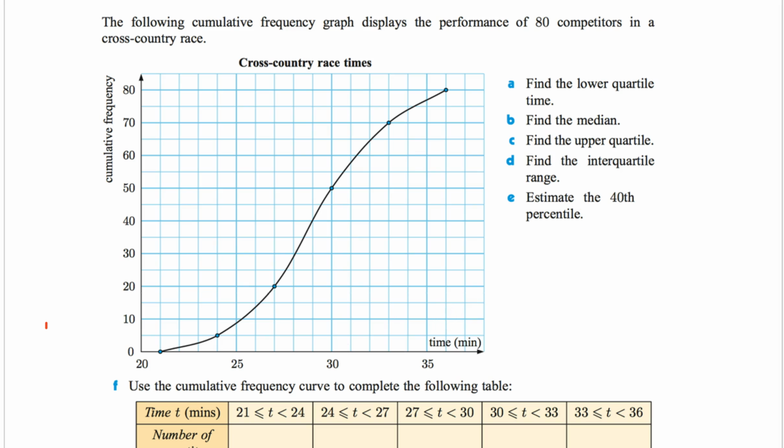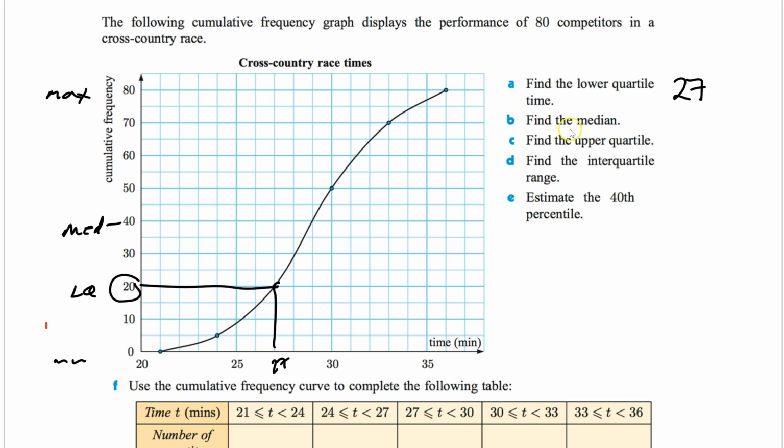First one, find the lower quartile. Now again, 80's the max, 0 is the min. So my median will be halfway, which will be 40. So this is my median right here. I have 40, which means my lower quartile will be halfway between the min and the median, which would be 20. So this is my lower quartile, or Q1. And as always, you don't just stop there at 20. You have to go use the graph. Number 1 rule here is use the graph. So go across, go down. It looks like it's 27. So 27 is the lower quartile.